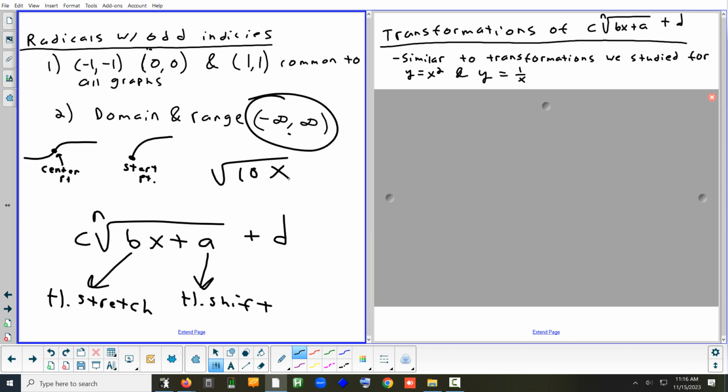Or you could say shrink. Which way does A move? If A is positive, it would move it left. Negative would move it right. So I would say this is a compression by a factor of 10.